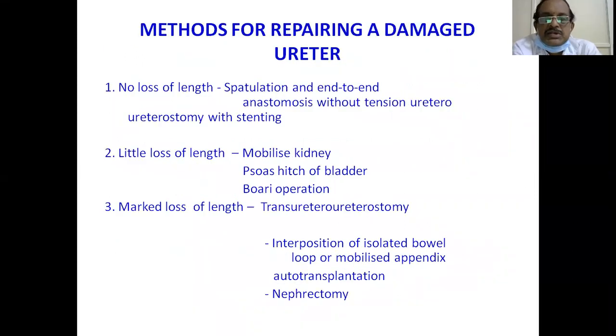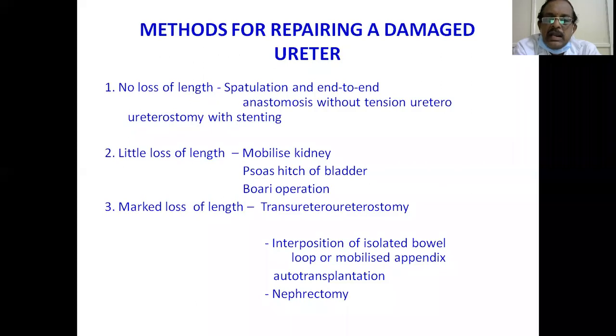Suppose the ureter is damaged, or there is loss of length of the ureter. The upper ureter may be damaged, or the lower ureter may be damaged. So depending on the site and the nature of the injury, you plan for repair of a damaged ureter. If there is no loss of length, or if you have ligated the ureter and there is suspicion whether it is going to survive, then you excise and make a spatulated end-to-end anastomosis without tension. That is called ureteroureterostomy. In any such anastomosis, you prophylactically stent so that it heals better and urine is diverted.